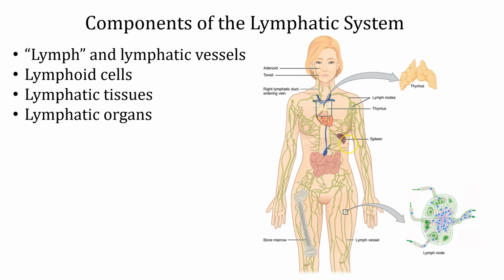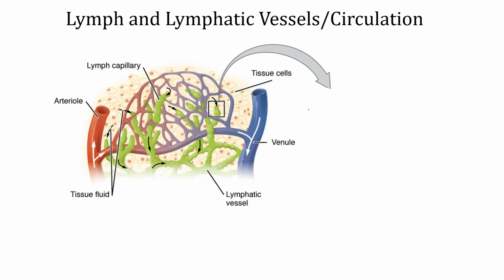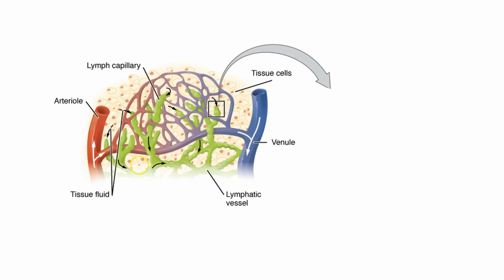This picture shows a summary of all of these things, and we'll go through and talk about these in a little more detail in the following slides. First up is lymph and lymphatic vessels and circulation. This is a great little illustration here in the book showing a capillary bed. Here's an arteriole, here's a venule. There are all the cells right here.